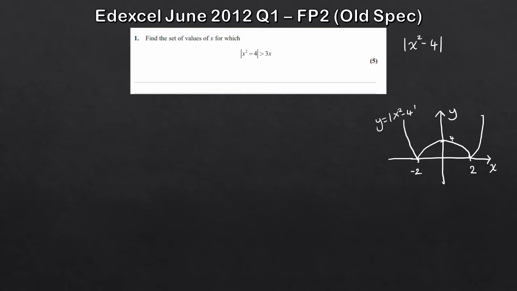So that's the modulus of x squared minus 4. Now let's consider 3x. So hopefully that one's much easier to draw. It's going to be a straight line coming through here at 0. So again, just going to look something like this, just to give an idea.